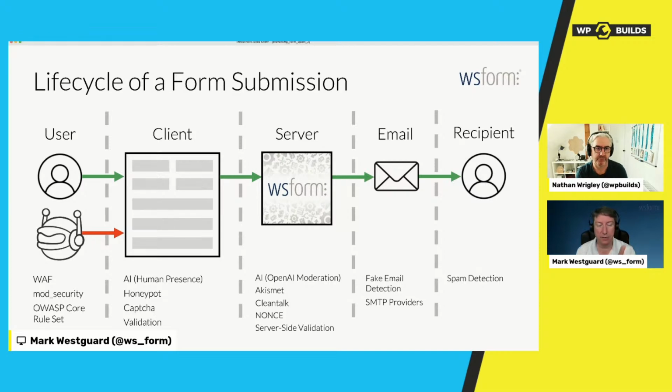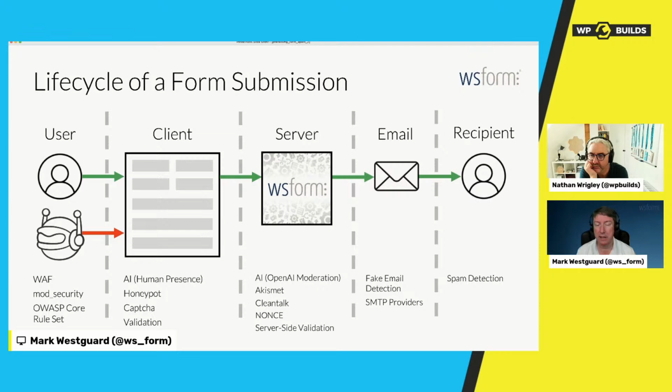On the client side, on the form itself, so let's assume that bot has actually got through that and managed to reach the client. Maybe a spammer is actually going onto websites and filling forms out. There are things we can do on the client side to try and prevent them from submitting lots and lots of submissions on your page. AI is one of those. So AI, we're all talking about AI. We do that on the WP Builds Monday cast that you do, Nathan. And AI can be used to determine whether or not the user on your website is a bot or not. And we'll quickly have a look at that in a moment.